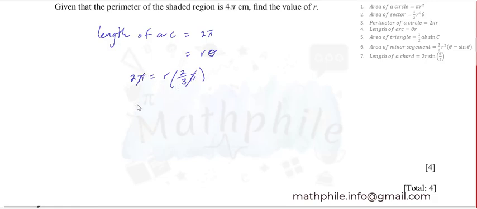First, the π's can cancel out, so we've got 2 equal to 2 over 3 r, and r should be equal to 3 multiplied by 2 divided by 2. But let's do it bit by bit. I can get rid of the denominator by multiplying, then r should be equal to 3, and that answers that question. This was relatively easy.